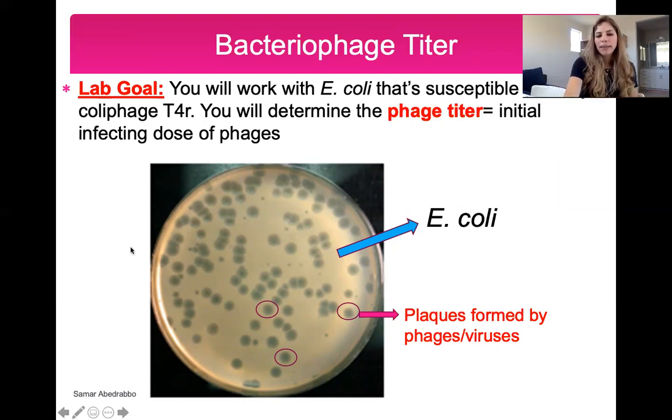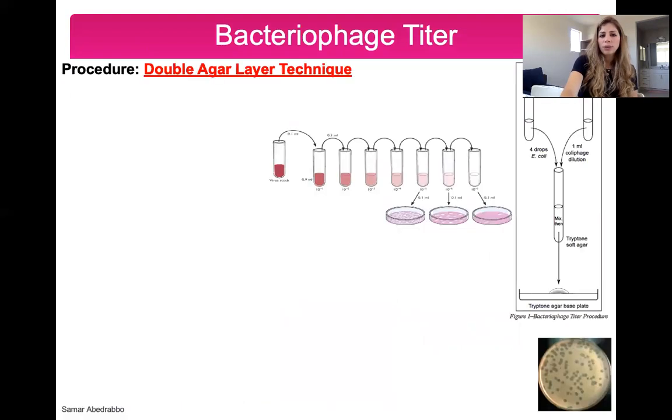And here's a plate, and on this plate, we see the white areas are all the bacteria. And again, like I explained earlier, any of these clear spots are plaques. Plaques meaning that the E. coli had been infected by the virus and it caused the bacteria to lyse or die. That's why we're seeing clearing. We're not seeing bacteria anymore. So you're going to determine the phage titer by counting these plaques or clear spots on your bacterial plates. And then you're going to do a calculation, which we'll talk about.